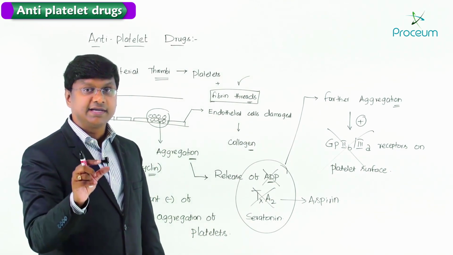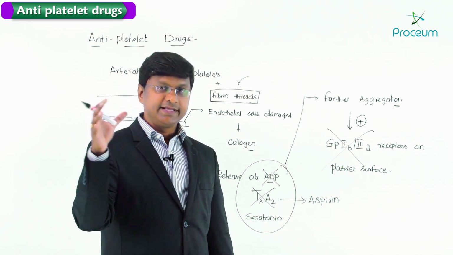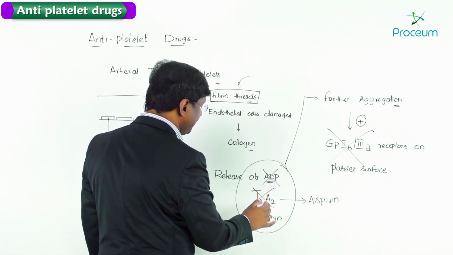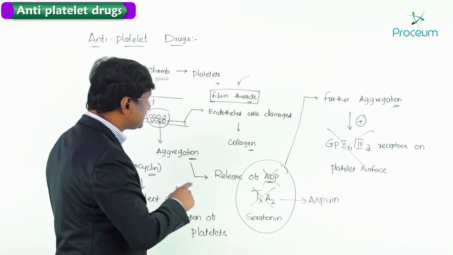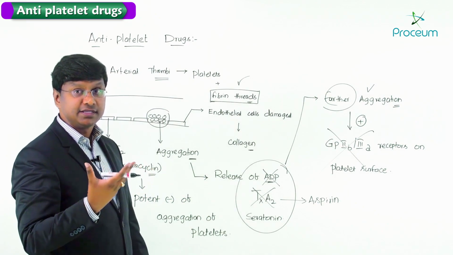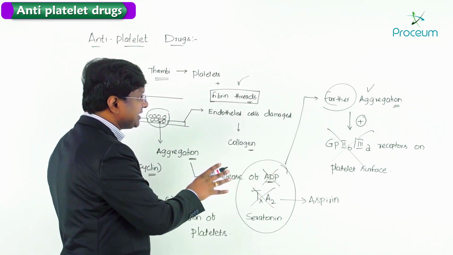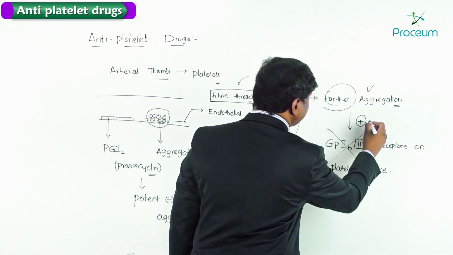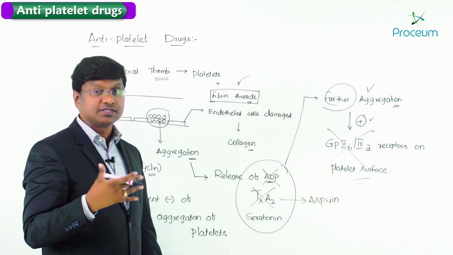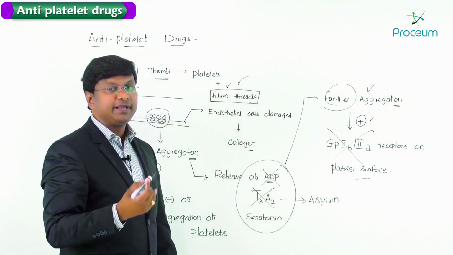So first of all you need to understand how the aggregation of the platelet occurs. Once the vessel is injured, there will be aggregation of the platelets, right? And these aggregated platelets will cause the release of ADP, thromboxane A2 and serotonin, and these substances will further stimulate the aggregation of the platelets and that will result in the clot formation. These substances stimulate the glycoprotein 2B3A receptors on the platelet surface, and that will cause the aggregation of the platelets, to which if the fibrin threads are added, there will be clot formation.